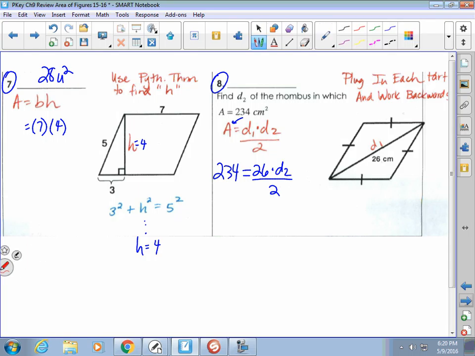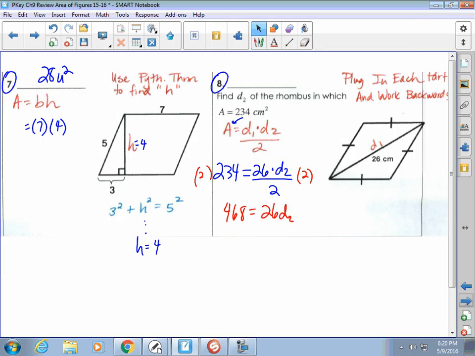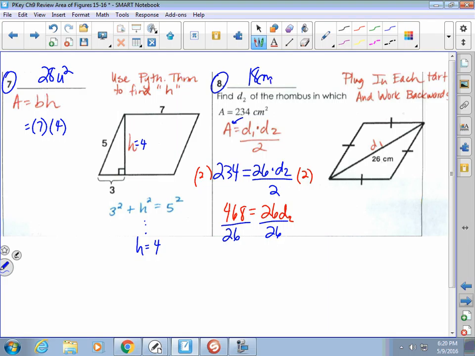So the first thing I want to do, I need to get rid of the division. So we have to multiply by 2 on both sides. This now gives me 468 is equal to 26D, D2 or D. And now I can solve for the diagonal by just dividing by 26. And that would give me 18 centimeters. And that is working backwards to find your diagonal. You will have a problem like that.